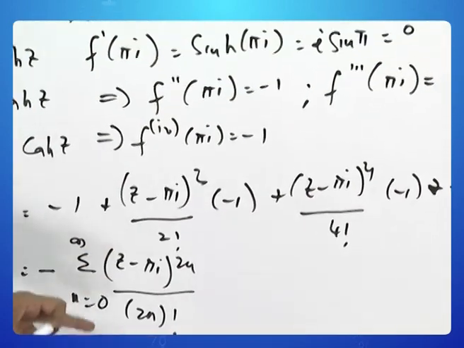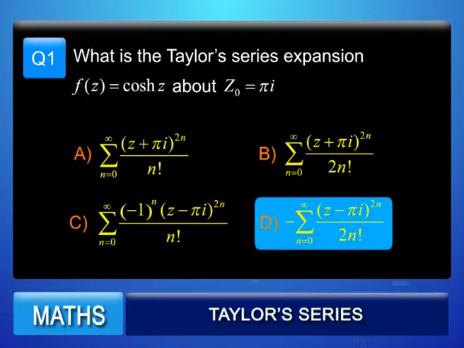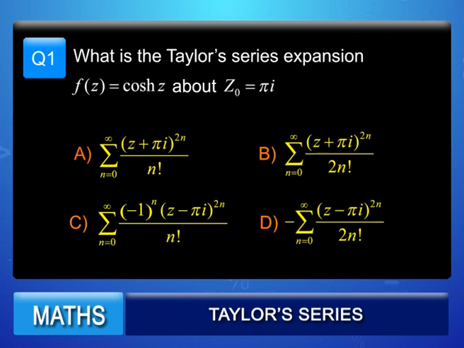This is a compact way of writing. One must get used to this notation because answers generally may not be printed like that. So, the correct option for this problem is D.